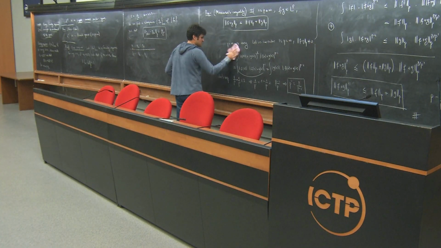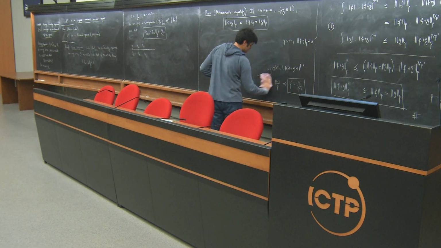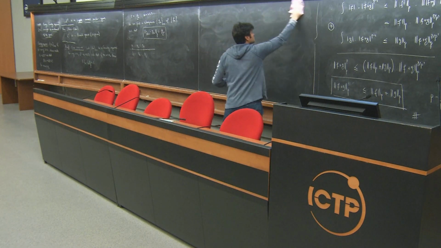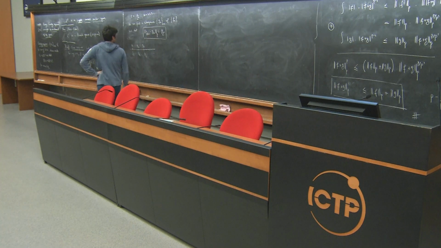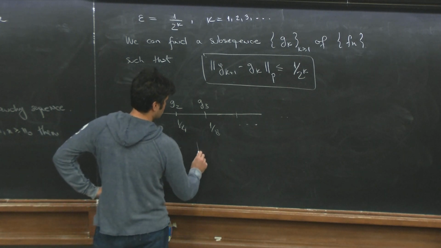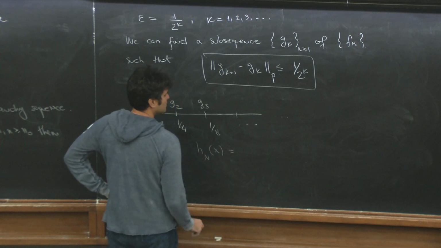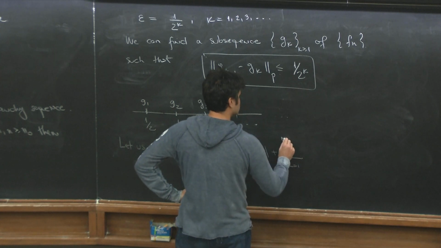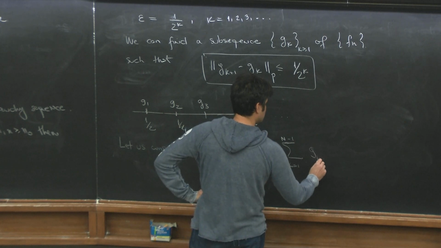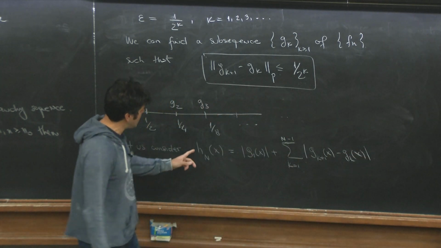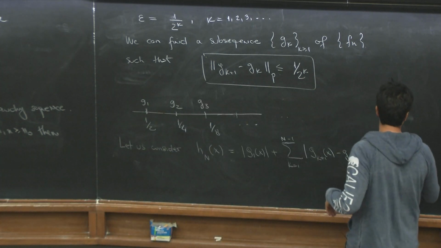Okay, so once you construct this subsequence, what do you do? Well, now let us do the following. Let us consider the following function, let me call it h_N of x, to be this function g1 of x in absolute value plus the sum k from 1 to N minus 1 of the absolute value of g_{k+1} of x minus g_k of x. So let's consider this function, let's call it h big N, and let's say for N bigger or equal than 2.